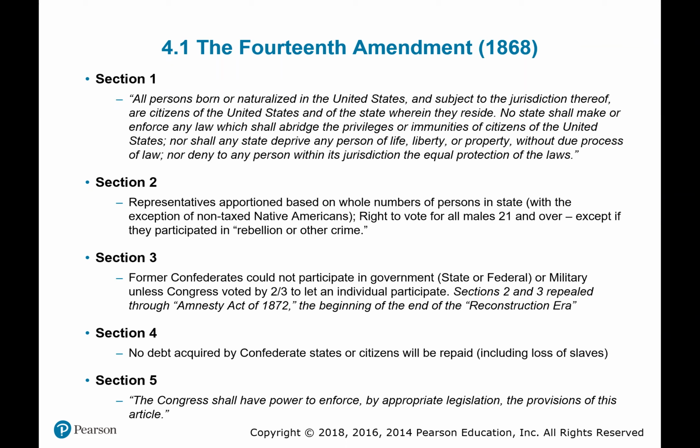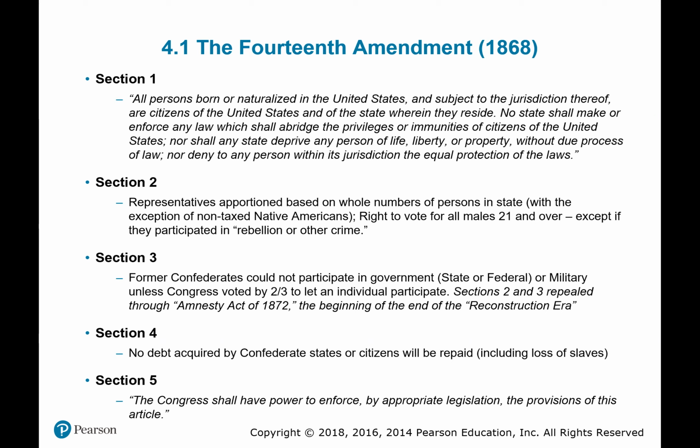So other sections in the 14th Amendment, which weren't discussed too much in the text, are important to also look at. So Section 2 says, and this is, of course, a summary, not the actual text, representatives apportioned based on whole numbers of persons in states. So this throws out the 3/5 clause. Of course, there is an exception, and that's non-tax Native Americans, but otherwise all persons in the state are counted.